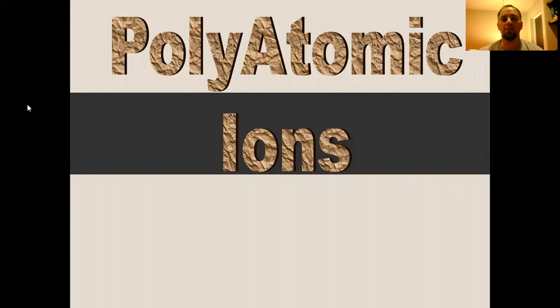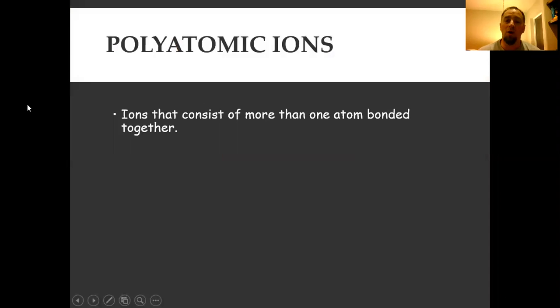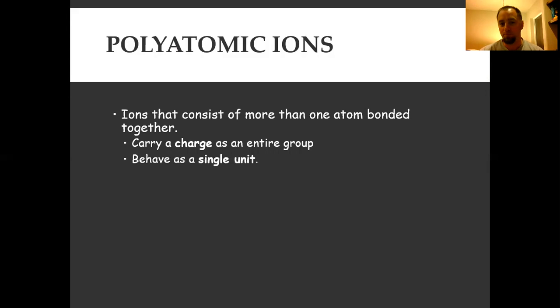So polyatomic ions are ions that consist of more than one atom. So the other ions we talked about, things such as sodium ion or fluoride ion and chloride ion, oxide ion, right? Those are single element ions. Polyatomic ions consist of more than one atom, so they carry a charge as an entire group. Even though they're made of more than one element, they carry a charge as one entity, one group. And so we treat them as though they are one single unit.